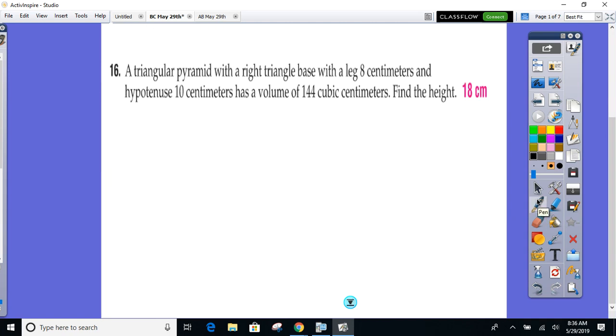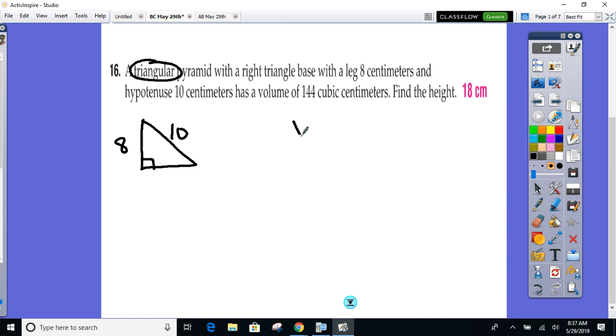All right. First time we've encountered this. It's not a square base. It's not a hexagon as a base. It's a triangular pyramid, which means the base is a triangle. Not only a triangle, but a right triangle, where it tells you a leg of 8 and a hypotenuse of 10. All good. And it's got a volume of 144.